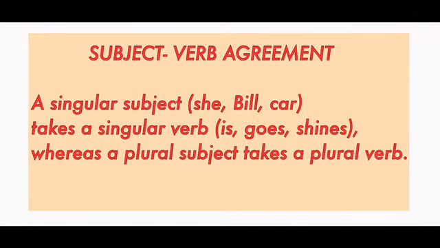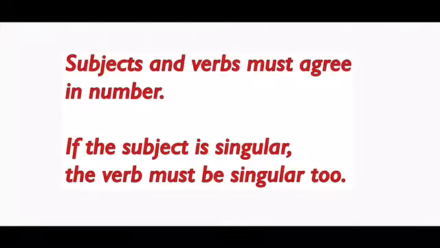What is meant by subject verb agreement? When you are constructing a sentence, if the noun or the subject is plural, then the verb that follows it, or the verb that goes with the noun, should also be in the plural form. And if the noun is singular, then the verb should also be singular. This is what is meant by subject verb agreement. So the subject and the verb must agree in number.